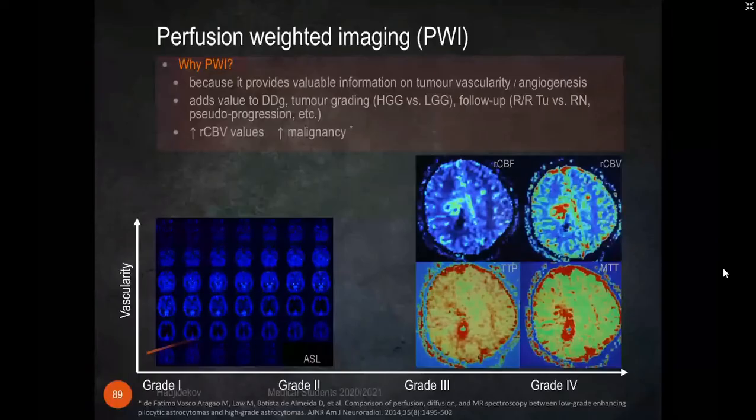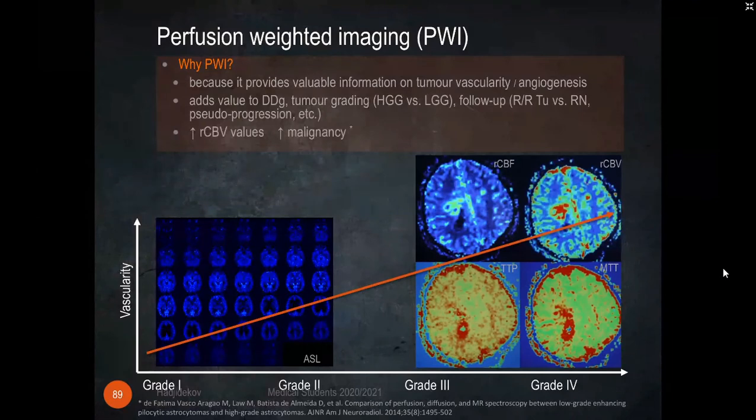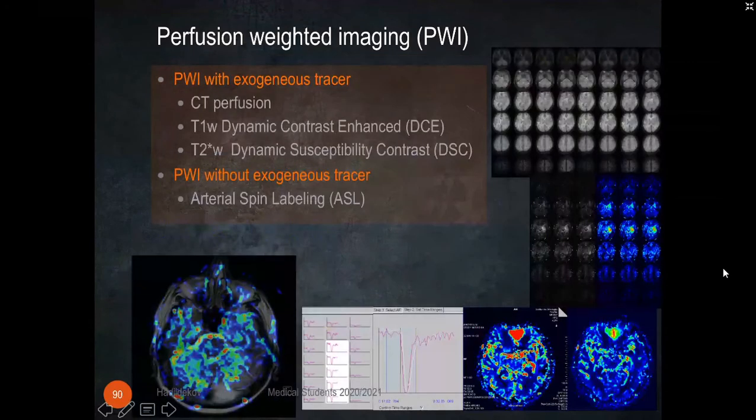And this slide is demonstrating the perfusion. Why do we perform perfusion? Because it provides very valuable information about the vascularity and the angiogenesis of the tumors. If you have high cerebral blood volume values, that means there is a high suspicion of malignancy. So different grades from 1 to 4 increase with the vascularity.